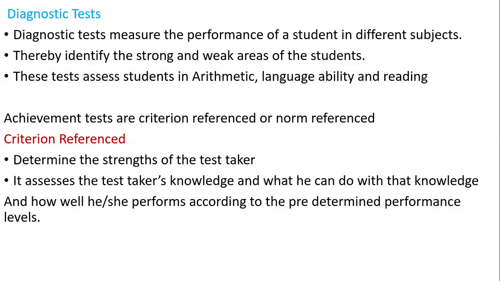Then a criterion reference determines the strengths of the test taker. යාට මොනවද පුළුවන් කියලා තමයි එකෙන් හොයන්නේ. It assesses the test taker's knowledge and what he can do with that knowledge. By giving criteria, it assesses the knowledge of the test taker. යාගේ දැනුම තමයි පරීක්ෂා කරන්නේ and what he can do with that knowledge. ඒ දැනුම මොනවද කරන්න පුළුවන් කියලා. And how well he or she performs according to the predetermined performance level. Then what can he or she do with that knowledge? That is called criterion reference. So these tests have criteria and we give marks according to the given criteria.